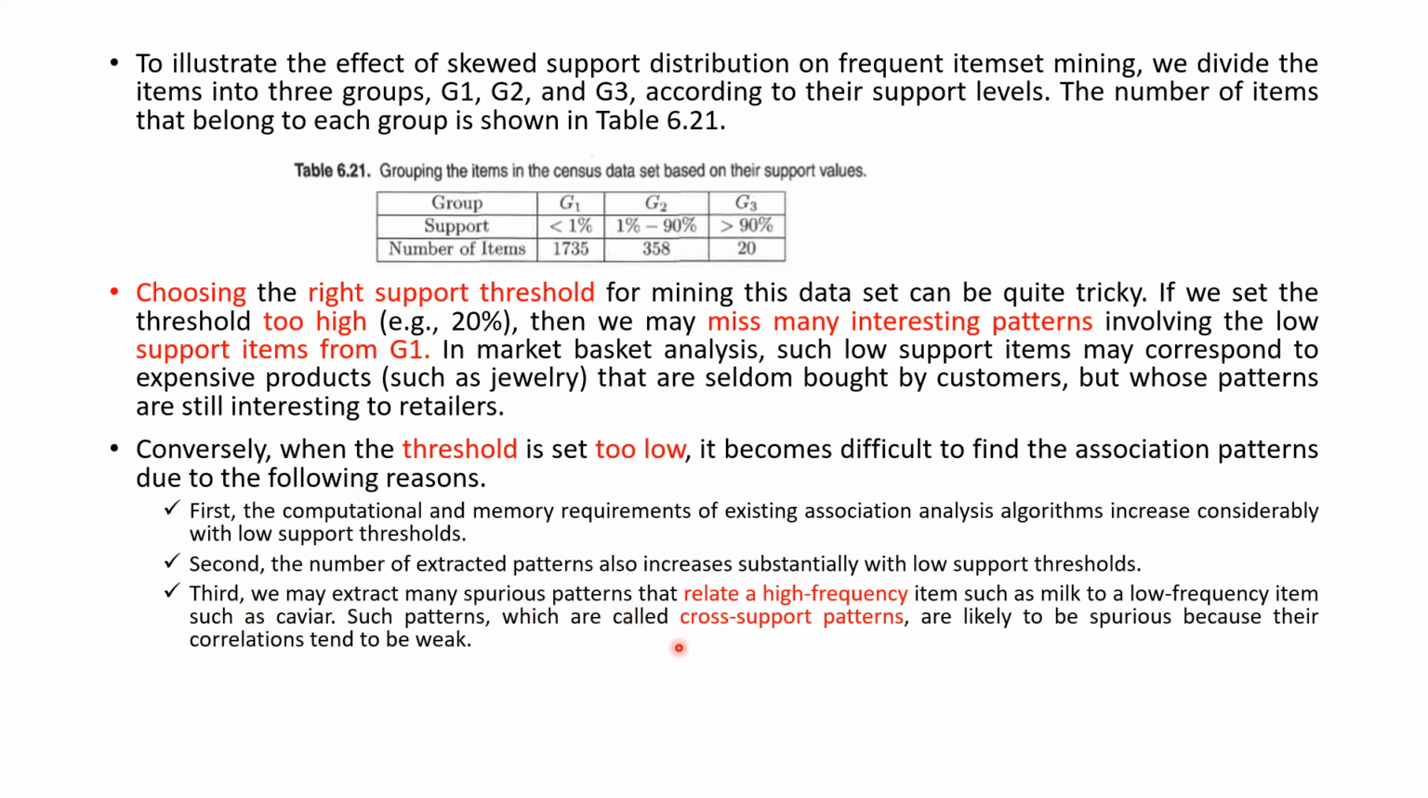Yeah, this is the next topic actually that we'll be dealing with. It is called cross support patterns. Cross support patterns means the patterns in which one item, which is a high frequency item, is related to a low frequency item. For example, a high frequency item like milk is related to a low frequency item like caviar. Such a thing is called a cross support pattern, and these should be eliminated because they cause confusion in the extracted items.